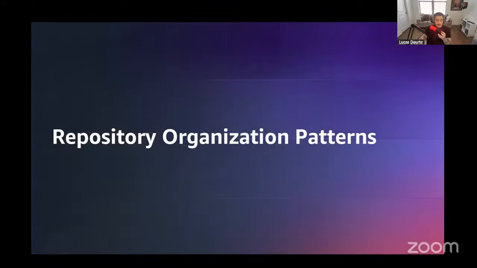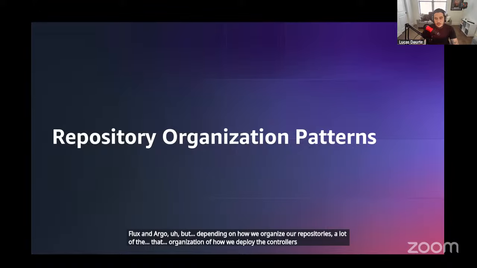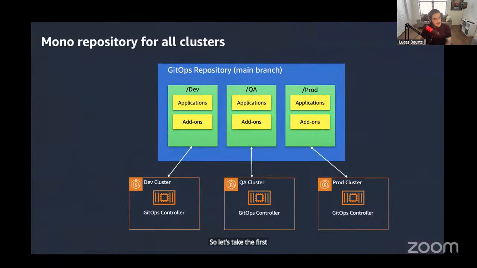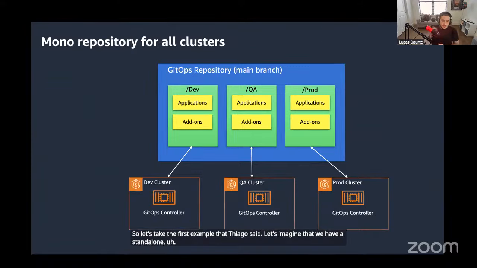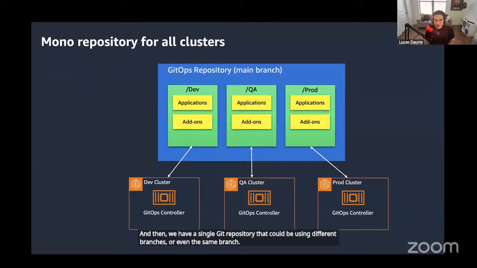Awesome. Thanks, Tiago. Yeah, we have multiple ways of deploying Flux and Argo, but depending on how we organize our repositories, a lot of how we deploy the controllers can change as well. So let's take the first example that Tiago said. Let's imagine that we have a standalone controller installation in every single cluster, and then we have a single Git repository that could be using different branches or even the same branch. What is the main problem that we see here?